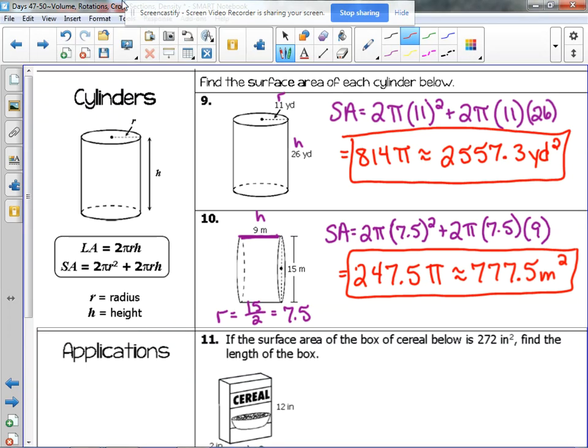Okay, so cylinders, pretty easy. You just got to be careful and make sure that you don't plug in the diameter if they give you the diameter instead of the radius. And if for some reason they turn it over, you make sure you get the actual height, not just what looks like the height.